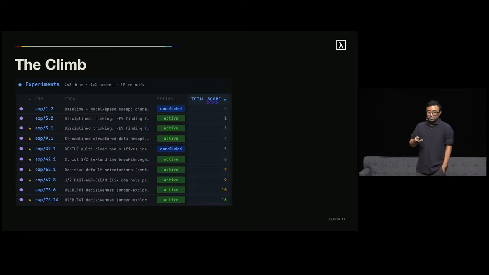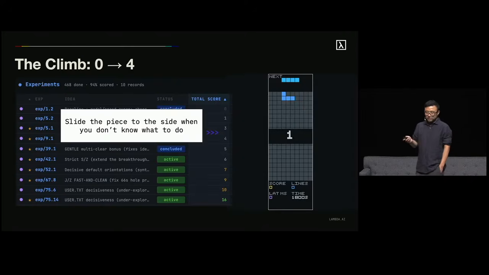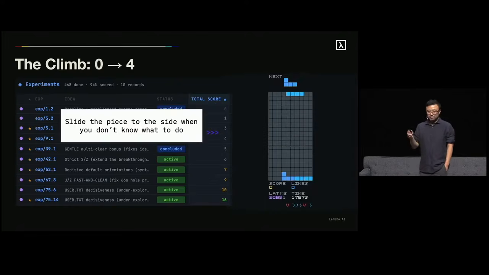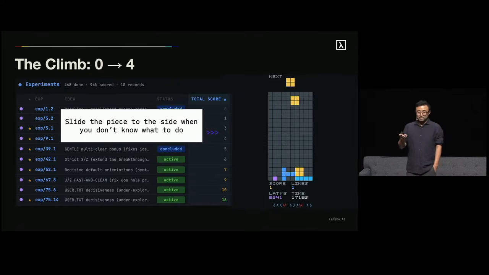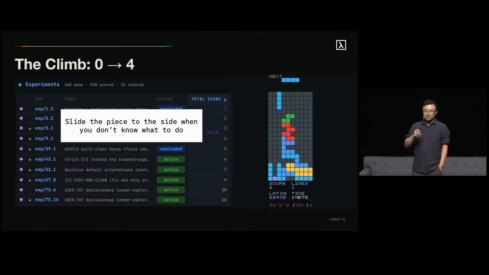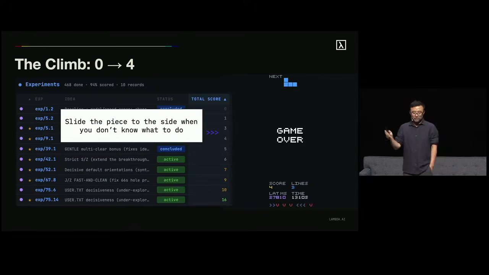But how did Gemma actually get from 0 to 16? The improvement didn't come smoothly, it came in jumps. The first jump is from 0 to 4, where the lab found out the first thing to do is to let Gemma survive longer in the game. So it invented this timeout movement, basically sliding the piece to the left or right of the game board. Totally makes sense.